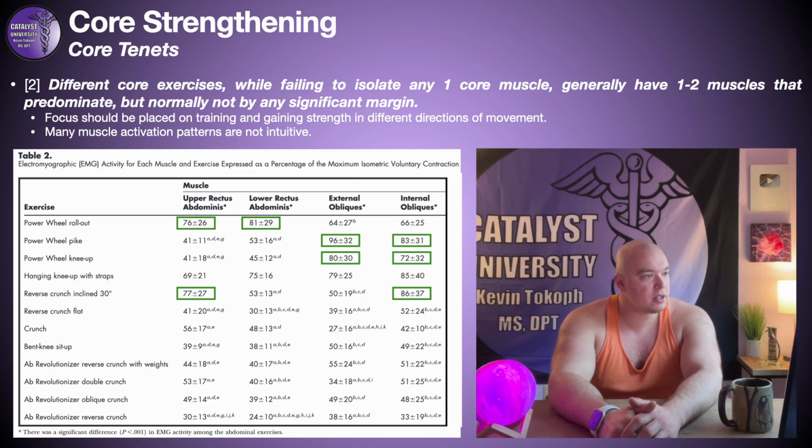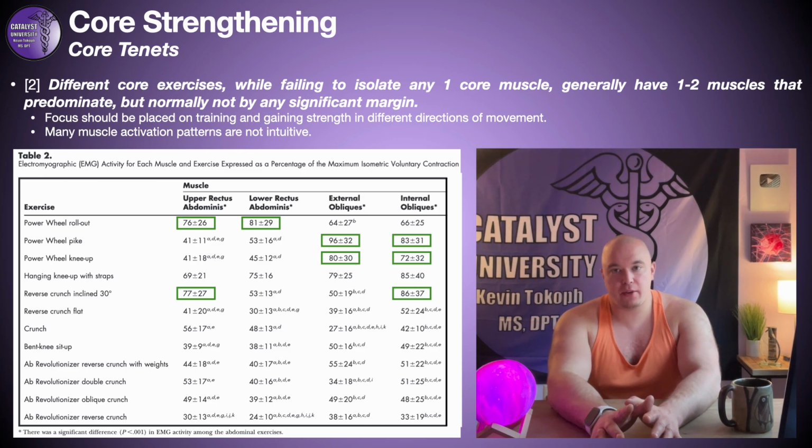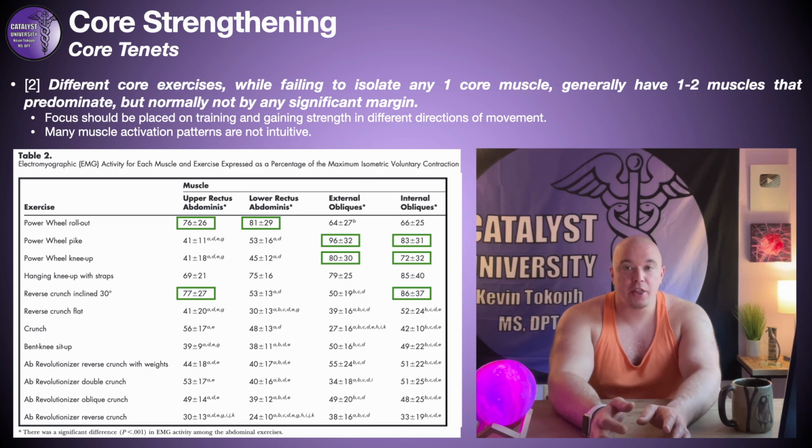And what we see there is the internal oblique predominates, and so does the upper rectus abdominis. So there's two big points that come out of this. And that first bullet point right there is focus should be placed on training and gaining strength in different directions of movement. So, in my opinion, it is not as effective or optimal to try to train the specific muscles of the core. Because as you can see here, the muscle activation patterns can be very unintuitive. You could think you're going a lot more after rectus abdominis, but you're actually hitting more of the obliques.